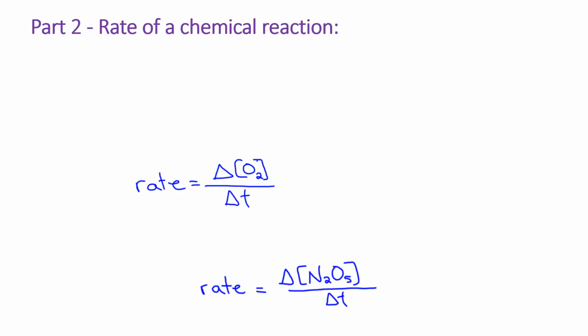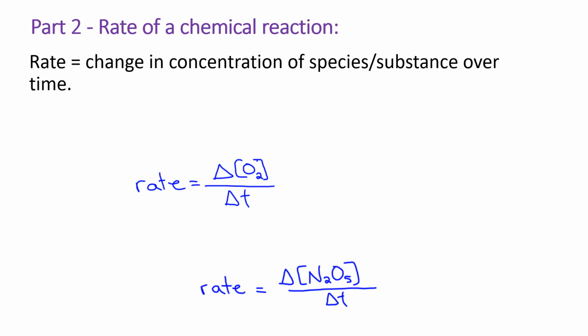Okay, and the other thing we need to talk about is rate. How do we measure rate? How do we express rate? So we're going to call this part 2, rate of a reaction. Now we're going to define rate, reaction rate, as a change in concentration of substances in a reaction over time.